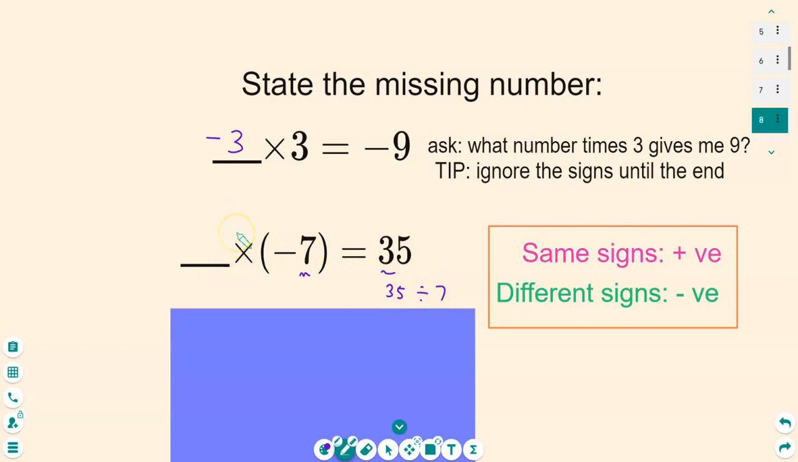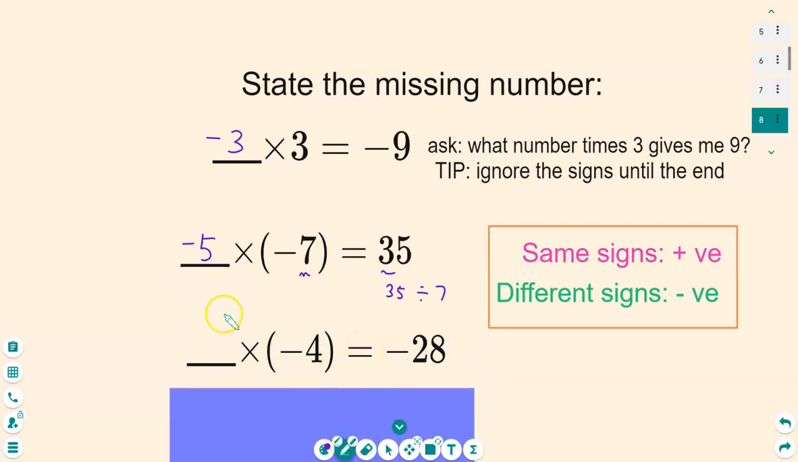But we want to know our times tables. So some number times 7 gives me 35. 5 times 7. Then we need to check the signs. So we know different signs will give us a negative number. But we want a positive number. So we're going to just give them the same sign, both negatives. Negative times negative gives a positive.